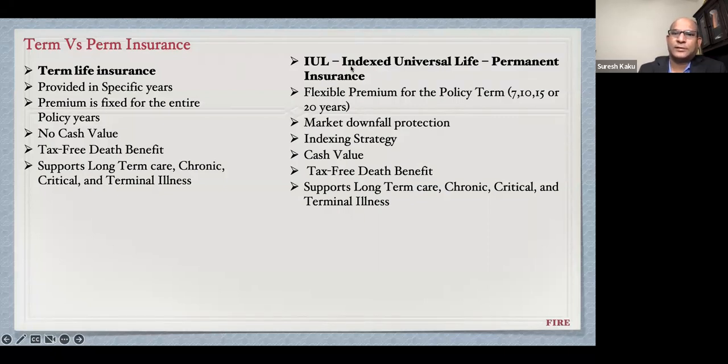And then the next one is the index universal life. Here we can pay the premium in a flexible term. Some people pay for 7 years, some 10, 15, or 20 years, even more if they want to. But the beautiful thing in this one is that whatever premium you pay is going to have a cash value. Whenever the market is down, we don't lose money, but whenever the market is up, we're going to make money. I'm going to show you in the next slide that will explain more. Also here, the death benefit is tax-free. Similar to this, it also supports long-term care, critical and chronic.